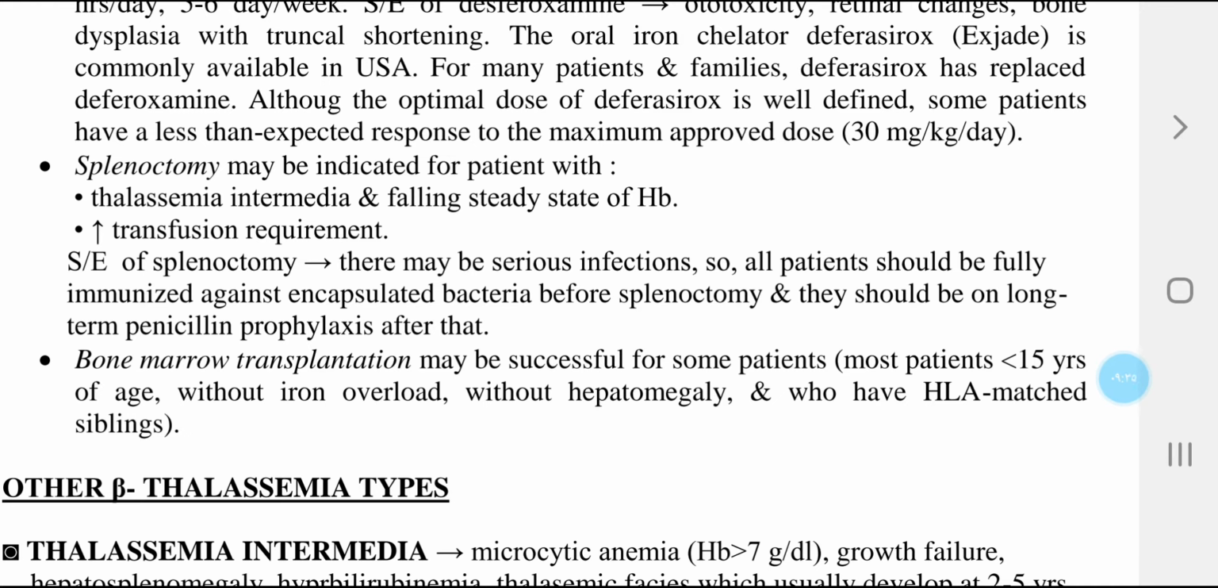Most suitable are patients less than 15 years of age without iron overload, without hepatomegaly, and who have an HLA matched donor. Bone marrow transplantation is the single best treatment for thalassemia, but with some indications.